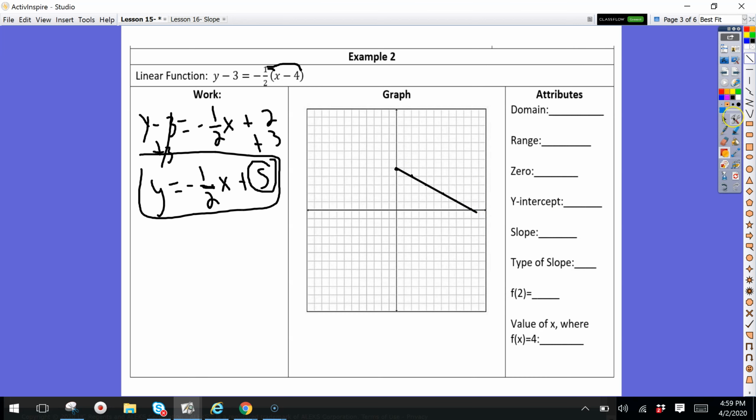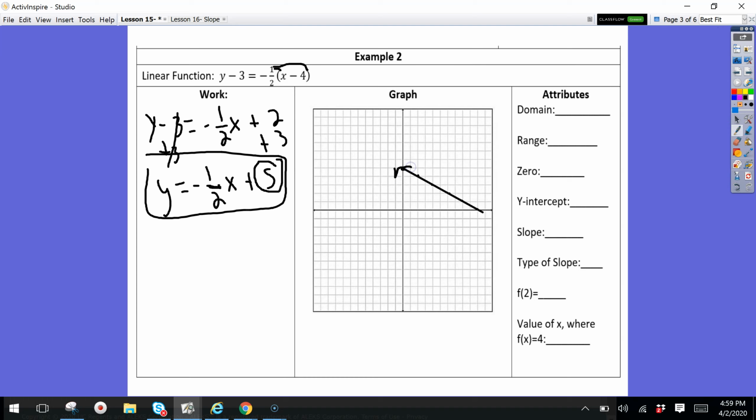And then of course we need to make sure that we are including an arrow on here because we can keep going this way and we can keep going that way. So our domain again is all real numbers because you can keep going to the left and you can keep going to the right. So all reals. My range is the same thing as all real numbers. I can keep going down and keep going up.